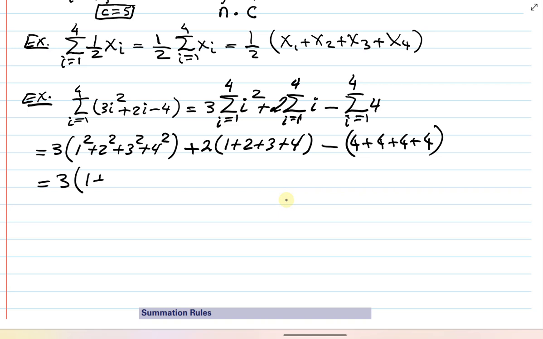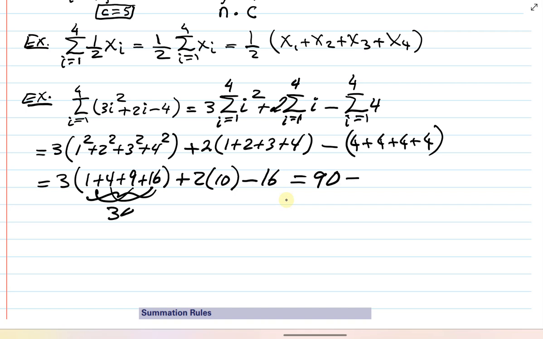So what do we get? We get 1 plus 4 plus 9 plus 16. Inside parentheses, 2 times 1 plus 2 plus 3 plus 4. That's 10. And the last parentheses, I have 4 4s, so that's 16. The first of the parentheses, that's 20, 30. 30 times 3 is 90, plus 20, minus 16. So it looks like 94 if I did my arithmetic right. So notice, it worked. Takes a while, but that's what it is.